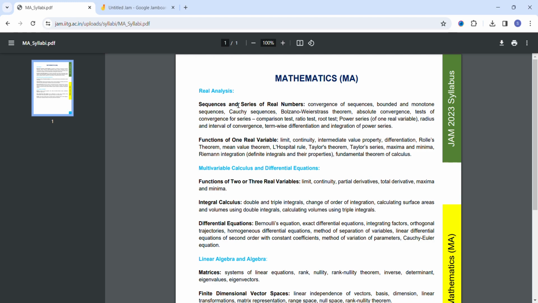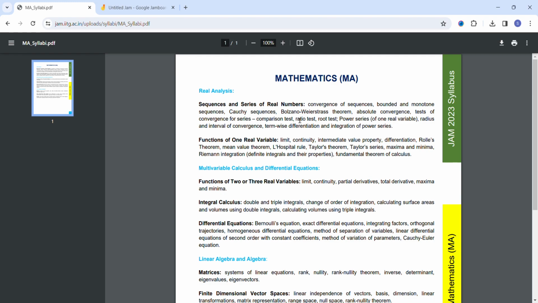The three sections in the syllabus are real analysis, multivariable calculus and differential equations, and linear algebra and algebra. That is basically the part of algebra. For the IIT JAM exam, two topics are very important. One is sequence and series of real numbers, and I'm assuming power series is in between in this topic. Sequence and series of real numbers is very important.